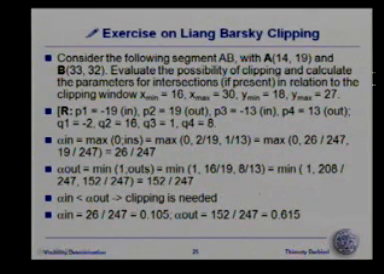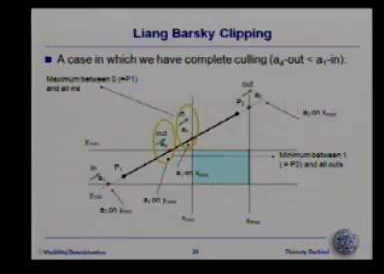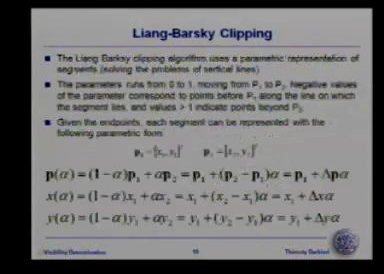The same thing with alpha out. Then you compare the two, alpha in and alpha out. It turns out that alpha out is greater than alpha in. This means that clipping is needed, at alpha in, which is 26 over 247, and at alpha out, which is 152 over 247. This is the position of the parameters with two intersections. This is the parameter. Now you have to plug it back into the equation over here, and you find the two intersections.